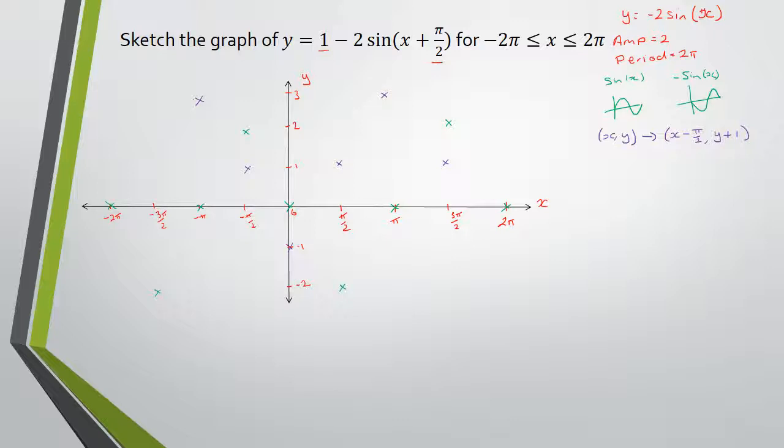X-intercept left pi on 2 and up 1. Minimum left pi on 2 and up 1. Now we don't need to continue because the final point at negative 2 pi, if I move that to the left by pi on 2, I would then be outside of the given domain.